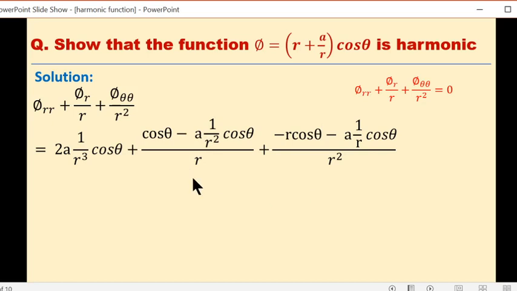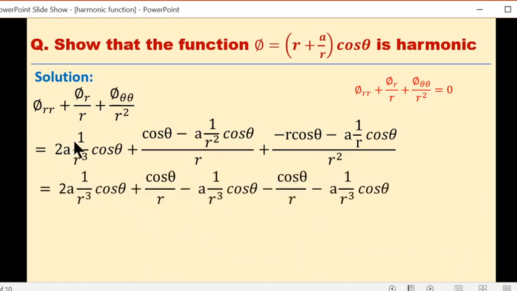यहाँ पे let's divide it separately. तो ये मिलेगा 2a into 1 upon r cube cos theta plus cos theta upon r we got here, minus a into 1 upon r square cos theta upon r will give us minus a into 1 upon r cube cos theta, plus minus r cos theta upon r square. Here one of the r will get cancelled and we get minus cos theta upon r, minus a into 1 upon r cos theta upon r square will give us minus a into 1 upon r cube cos theta. Now let's see what simplification can be done here.